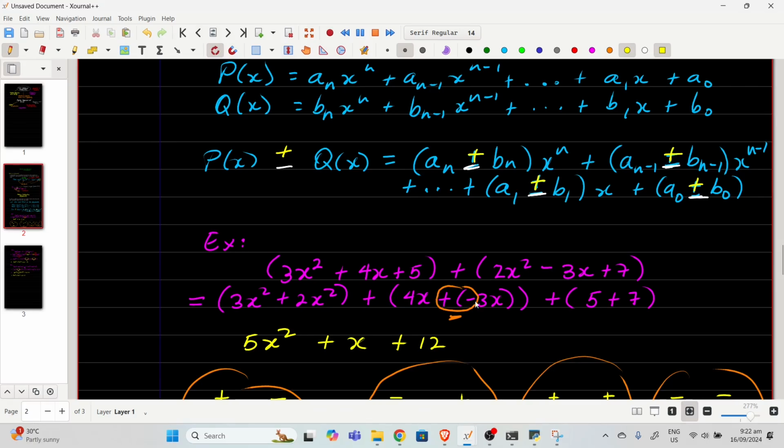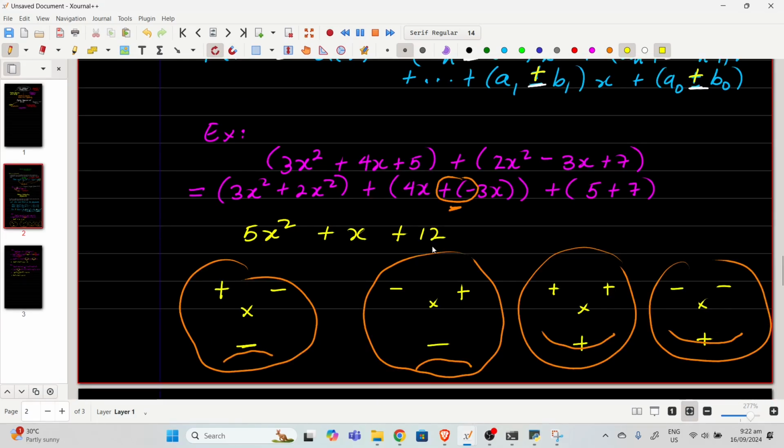We add it to the result of the next pair that we have that have something in common, which is the 4x and the negative 3x. We put that in a bracket, we solve it, we add it. Same thing with the constants, 5 and 7. Resolve it, we add it. And we have each one of them here.